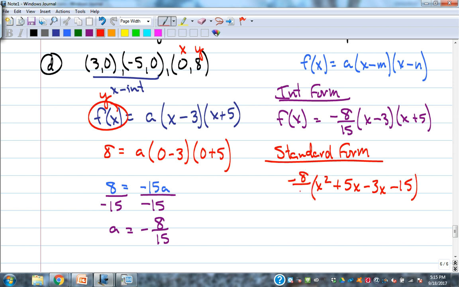I still got a out there in front. We'll take care of that in a second. Once I've done that, I can simplify just a little bit. Get x squared plus 2x minus 15.